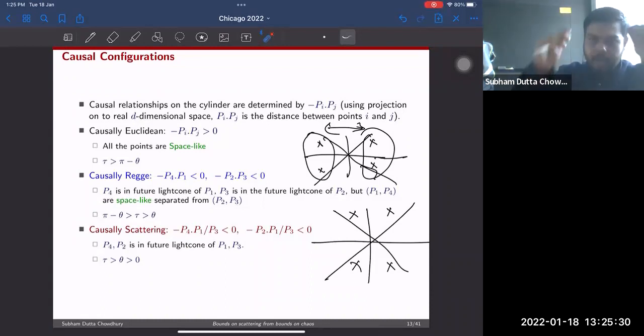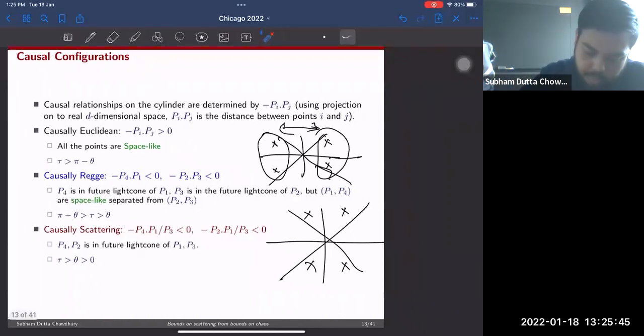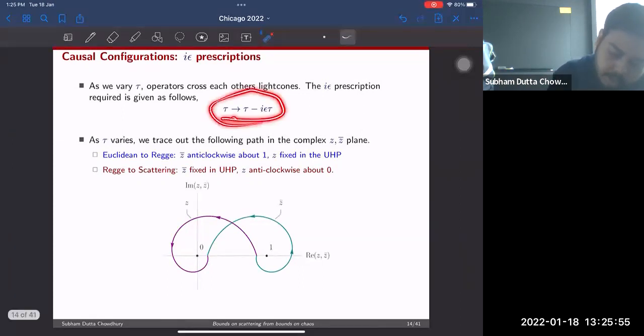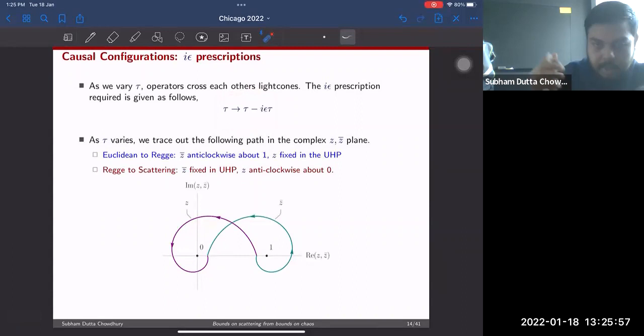Because as you move up and down, operators will come into the light cone of the other one. Now, as you cross each other's light cones, you will encounter singularities. So in order to avoid that, we need some i epsilon prescriptions, and the i epsilon prescription that we will use is given by this. Okay, tau will be shifted by minus i epsilon tau.